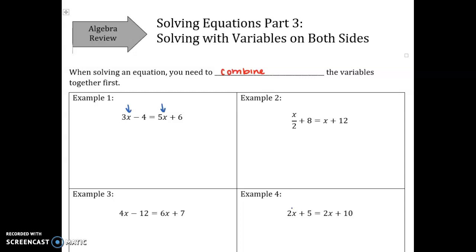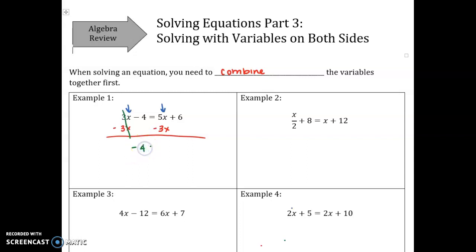It honestly doesn't matter what you do. I typically like to move my smaller numbers over towards my larger numbers. When you are combining x's, make sure that you are combining them by adding or subtracting. Since they are on different sides of the equation, you would be doing the opposite operation.